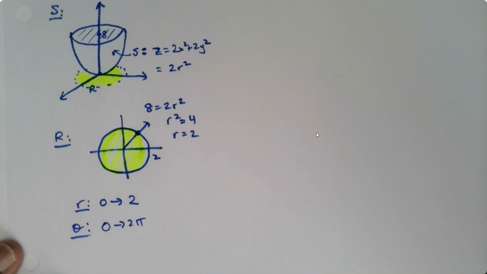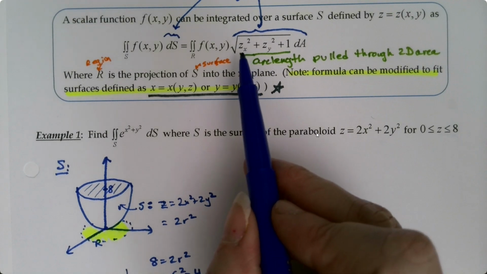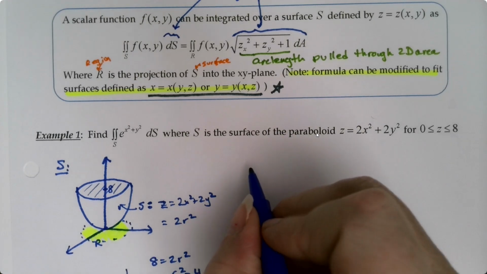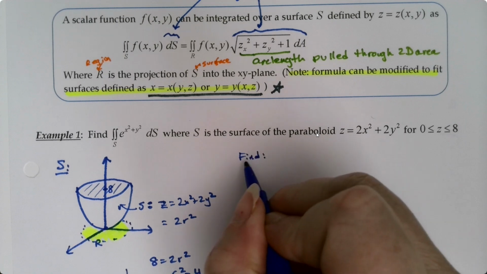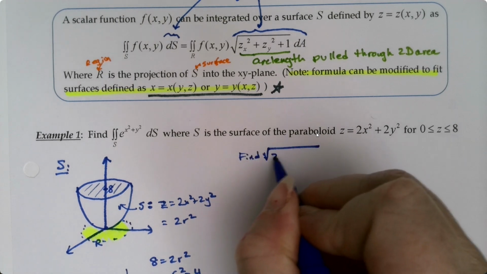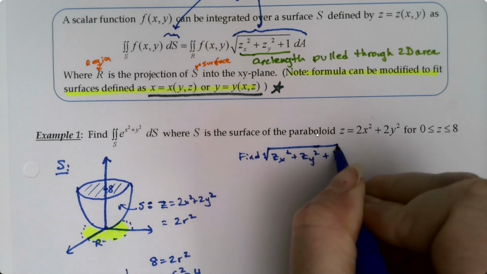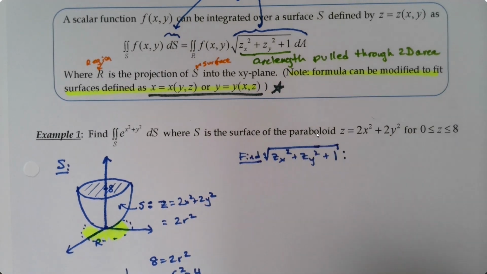All right, now what about this piece of this formula? I'm going to figure this out first before I go trying to substitute in things, because that will just be crazy. So let's find the square root of z_x squared plus z_y squared plus 1. You don't strictly have to do this first, but it just makes sense because that's going to be tricky.